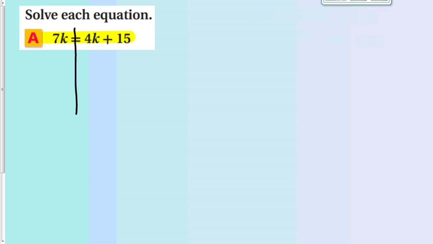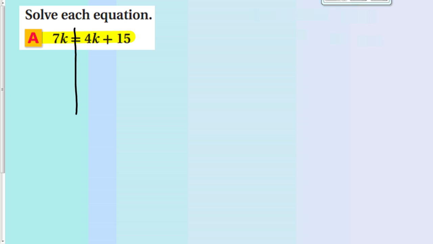Alright, so we can move to step 2, where we want to bring our variable terms together. Our variable terms are 7k and 4k, and I'm going to use this terminology, best friends or besties, BFFs, okay? Let's pretend that 7k and 4k are besties, and we want to bring them to one side of the equation together so that they can hang out. Alright, so we're going to choose and decide which way we want to go about this. I'm going to show you the easier way first.